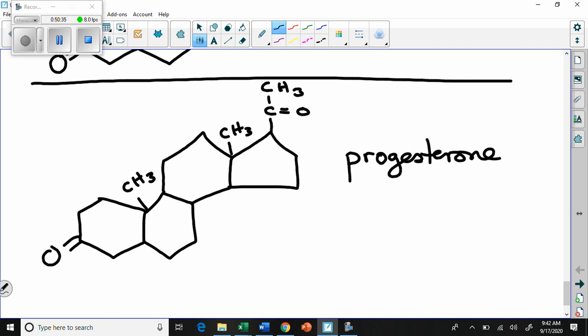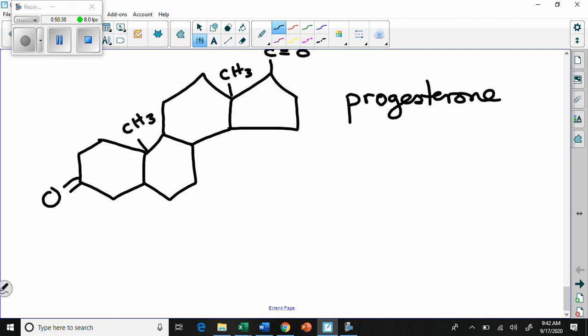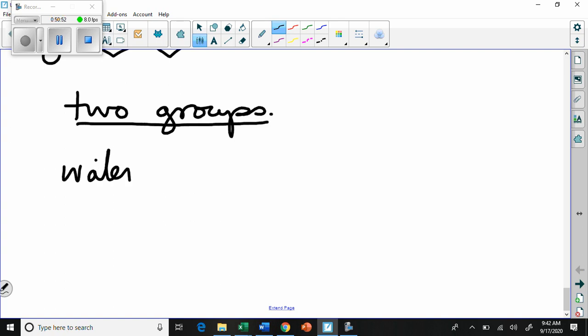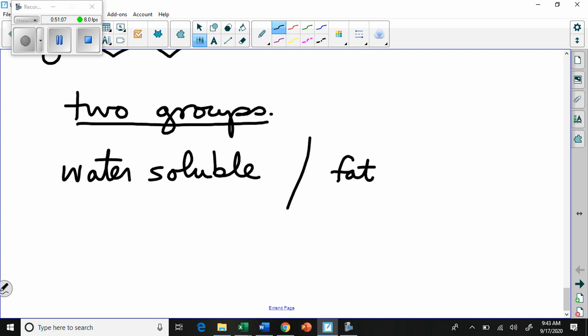Okay? Now, steroids are divided into two sort of groups. So I'll just put that down. There's two major groups of steroids. One are the water-soluble steroids, which means they dissolve in water easily because they have polar natures around them. They have polar parts and pieces that water likes. And the other one, of course, would be the fat-soluble steroids. Fat-soluble.